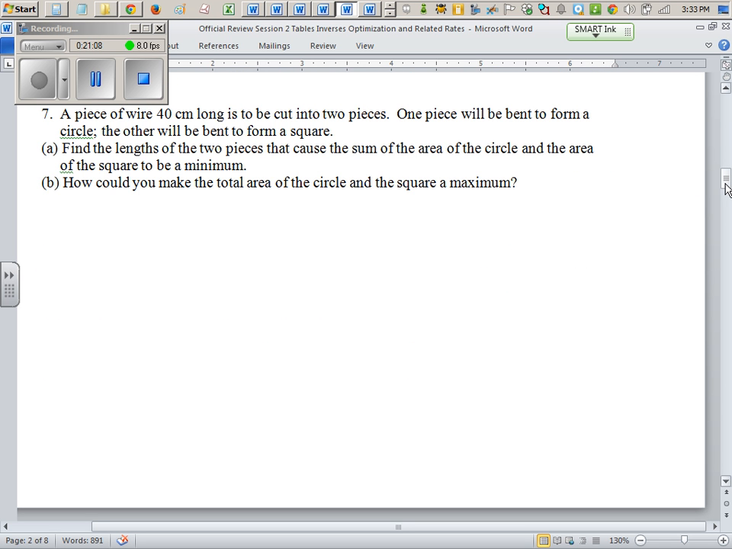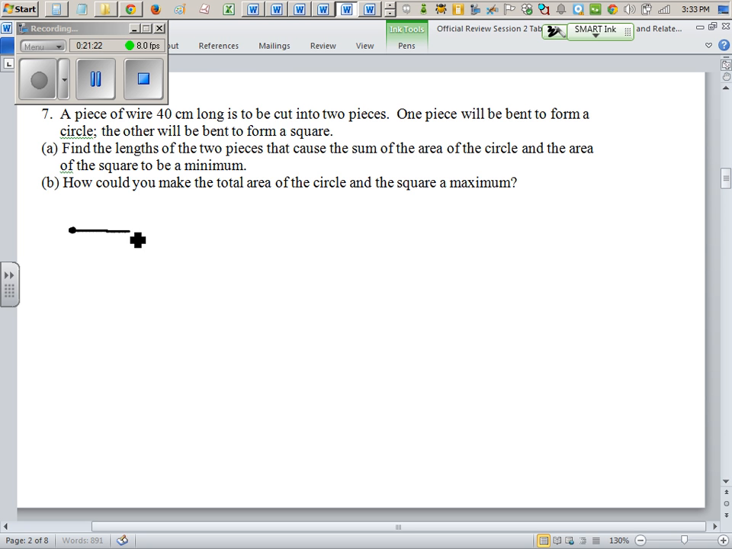This first problem is a great one, and it teaches us everything we need to know about optimization. When you're done with this problem, parts A and B, there's nothing left to study, except maybe practice it some more with different ideas. We have a piece of wire. It's 40 centimeters long, so everybody draw a piece of wire. Let's pretend that's 40 centimeters. This is going to be cut into 2 pieces. Does it say 2 congruent pieces? No. So, evidently it's going to be cut into 2 random pieces, maybe x and 40 minus x.